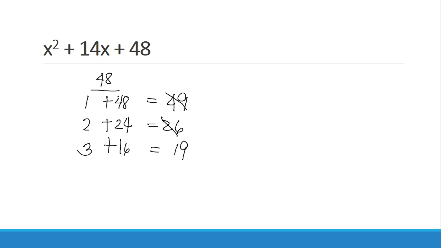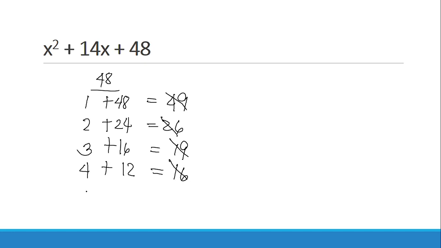Looking at your example, the middle term is not 19, so we cross that out. We move to the next factor, so we have 4, and 48 divided by 4 is simply 12. Adding that one, that will be 16. By looking at the middle term, that's not the number that we're looking for. So next we move to 5, but no, 48 cannot be divided by 5. It will give off a remainder. So we move to the next number.